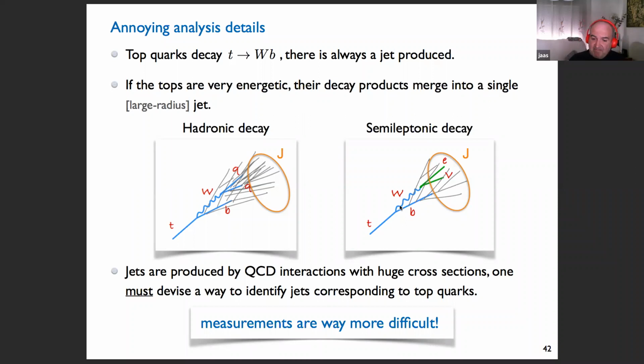Let me explain what is the problem with this analysis. The problem is clear. When you get a very energetic top, the decay products merge into a single jet. So what you have, in any case, even if you have the top decaying to leptons and a b, you have a jet here and a jet here. Jets are produced quite a lot by QCD interactions, so the measurements are way more difficult.